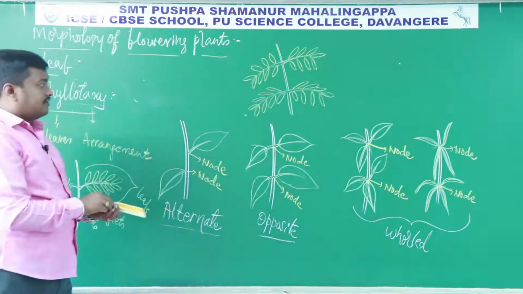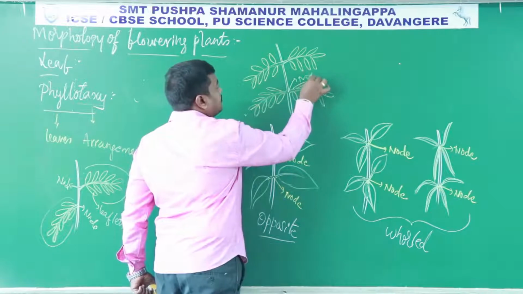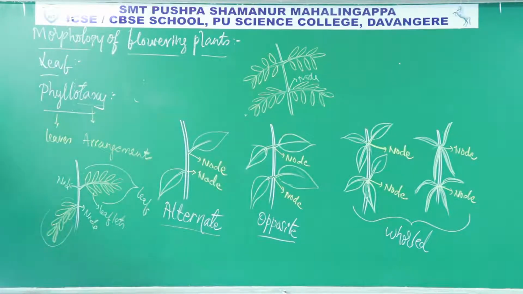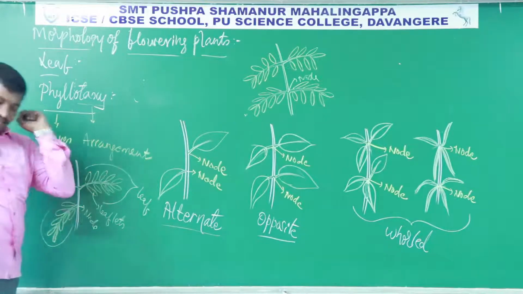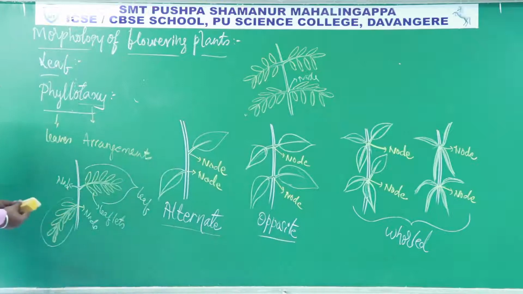see here also each node produces two leaves. These are compound leaves, but they are opposite to each other. So that is also a type of opposite phyllotaxy. Hope you understand what phyllotaxy is and what the types of phyllotaxy are.